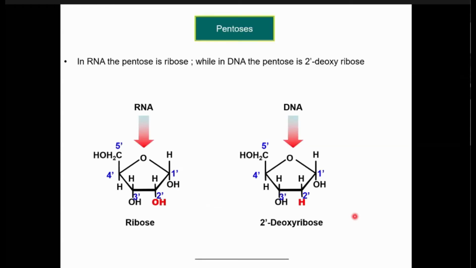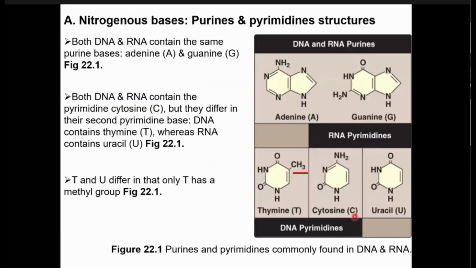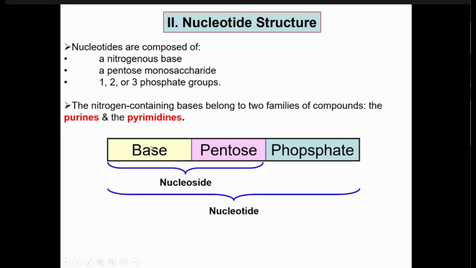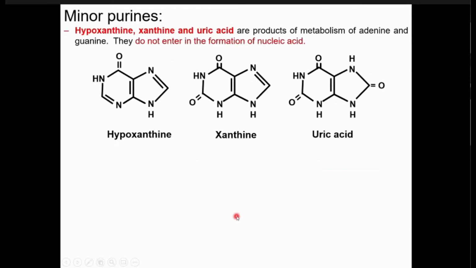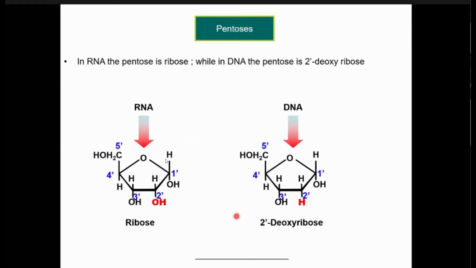Now, we looked at the base, which is purine and pyrimidines and the minor bases. Now we look at the pentoses. If you remember, we talked about this: base, purine, pyrimidines, minor. We are going to talk about the pentoses now, and then the phosphate. So the pentoses, what type of pentoses do you have?